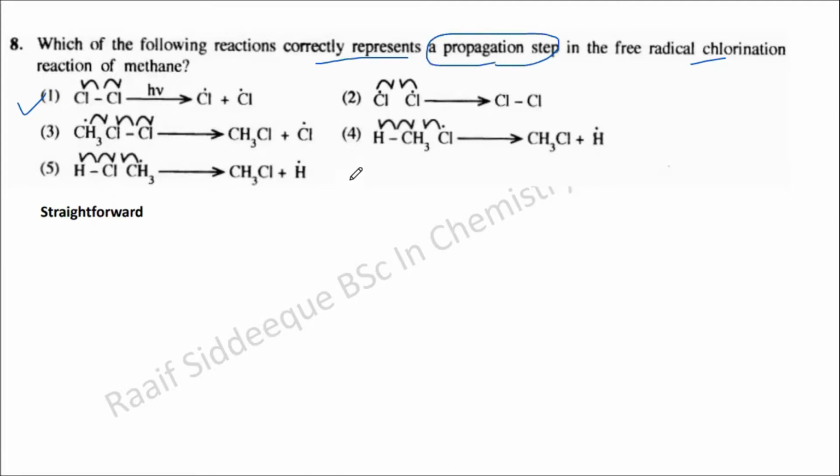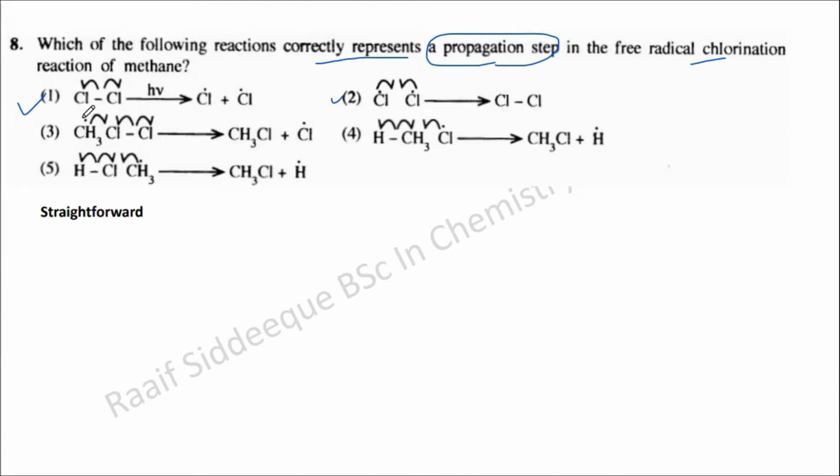These all steps can be there, but the first step is the formation of the chlorine radical, which is called the initiation. And when you have this chlorine also, it can be recombined to form Cl2. So this is basically termination. And they are asking about the propagation step.